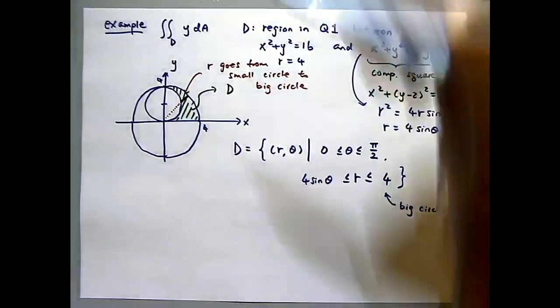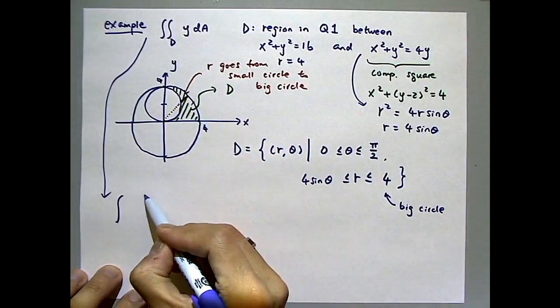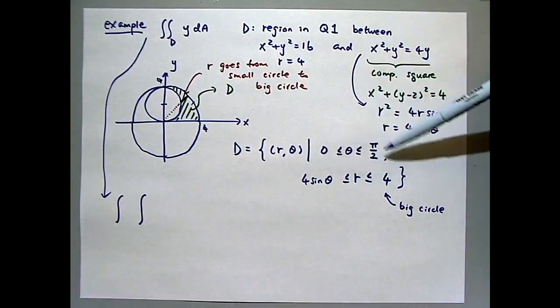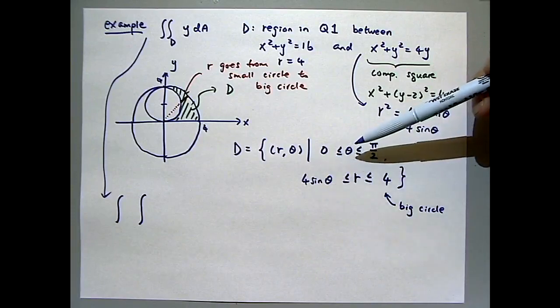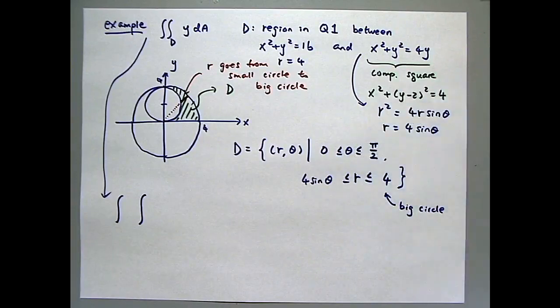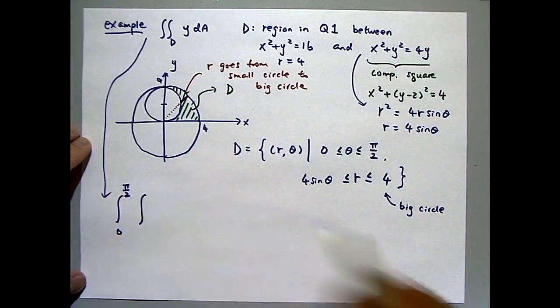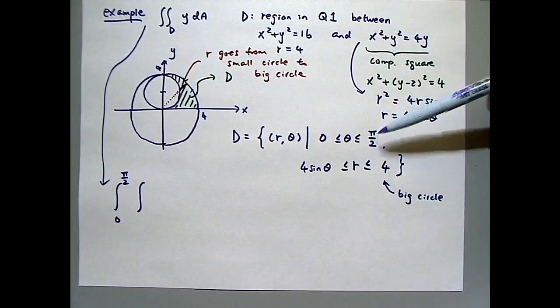Okay, now let's go to our integration. Remember, just like with Cartesian, the one with the constant bounds has to happen last. R doesn't have constant bounds. Theta has constant bounds. So theta has to integrate last. We have no choice. In the last example, we actually had a choice because both of those were constant. We could have gone either order. Here we have no choice. We have to go r first, then theta.